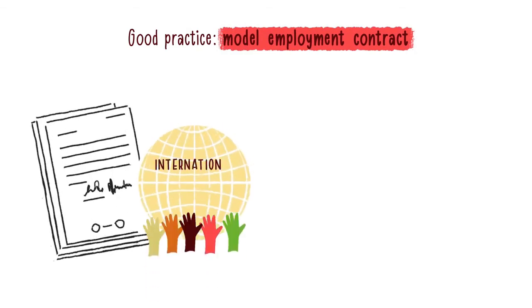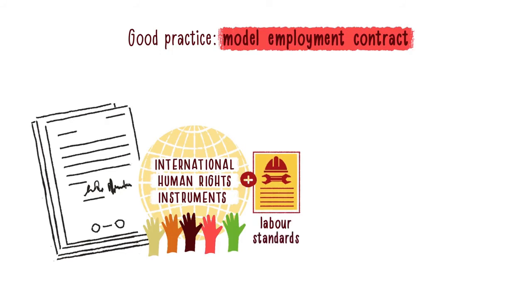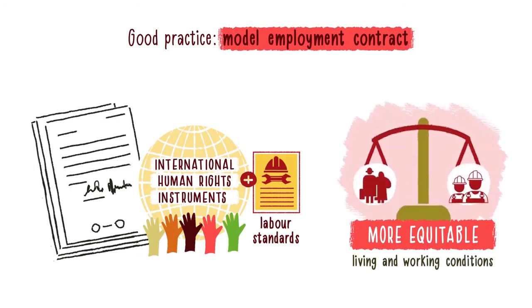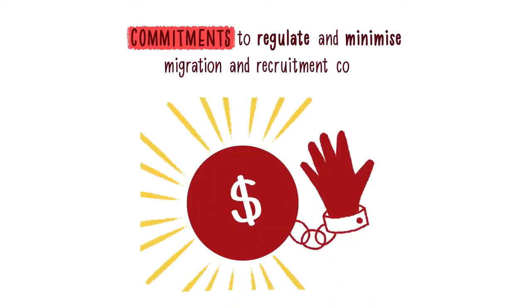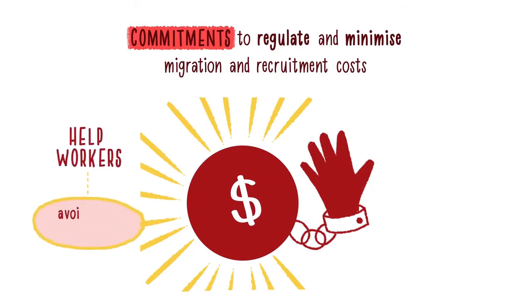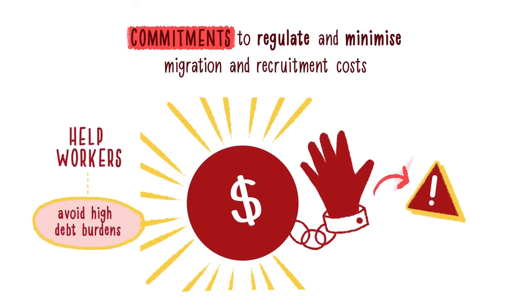Annexing a standard or model employment contract to the bilateral labour agreement constitutes a good practice, provided the model complies with the international human rights and labour standards. This can contribute to more equitable living and working conditions among all migrant workers, as well as between migrants and nationals. Agreements can also contain commitments by both parties to better regulate and minimise migration and recruitment costs, which can help workers avoid high debt burdens that may put them at the risk of debt bondage and other forced labour practices.